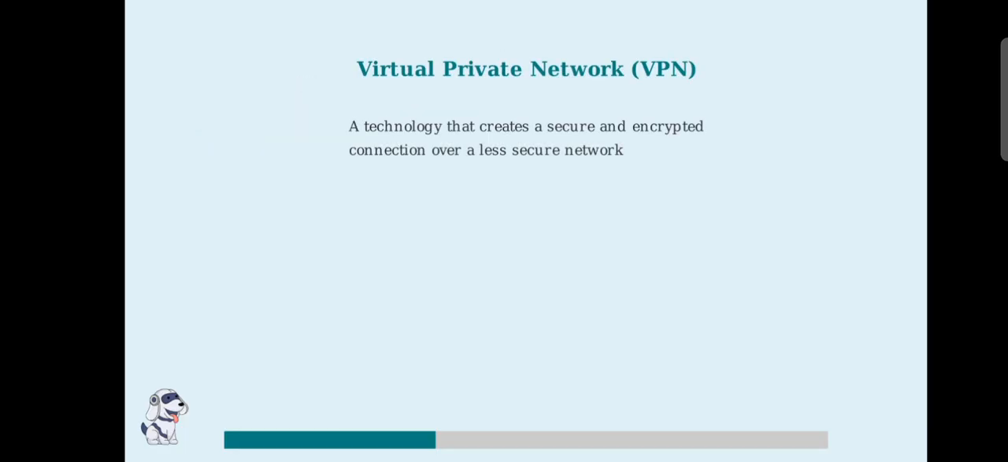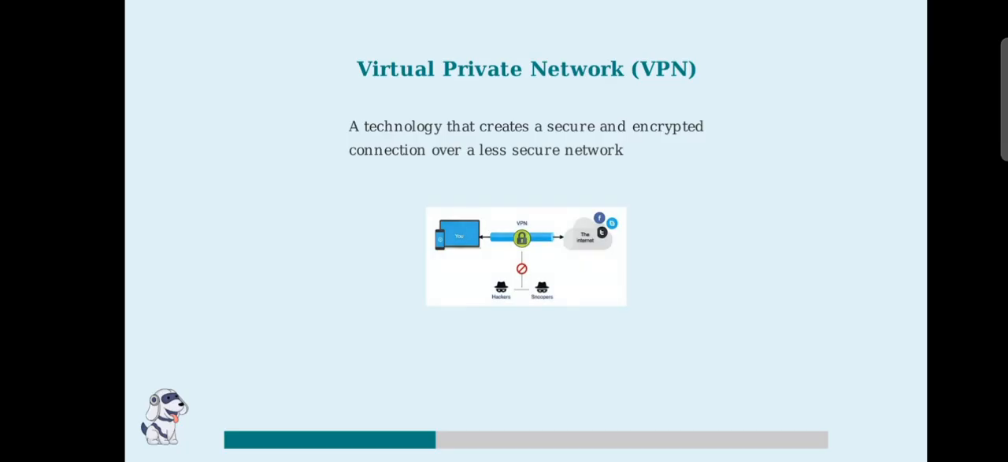Question 8. What is a VPN? Let's unlock this important cybersecurity concept. A VPN, or virtual private network, is a technology that creates a secure and encrypted connection over a less secure network, such as the internet. Here's how a VPN works in practice.